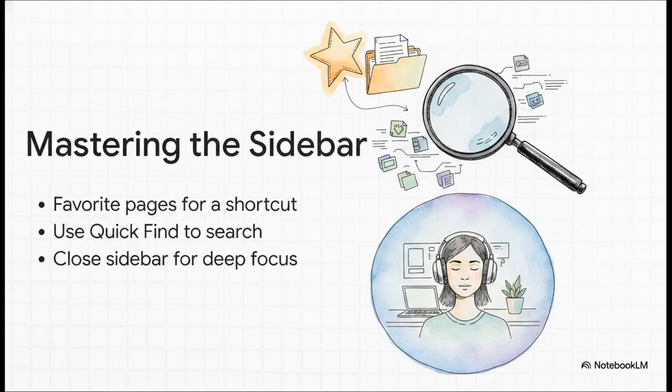Lost something? Use the powerful Quick Find search tool at the top left. Type a keyword, filter by the date or the creator, and pull up exactly what you need in half a second. And hey, if that sidebar is distracting you while you write, just close the whole shebang and enter deep focus mode.